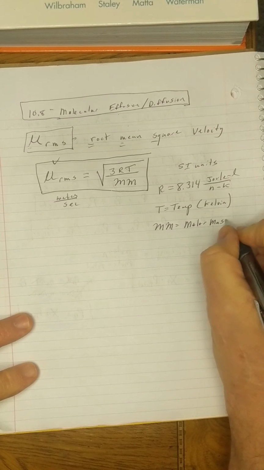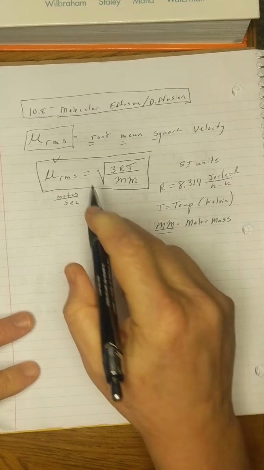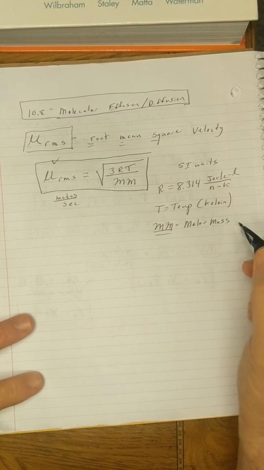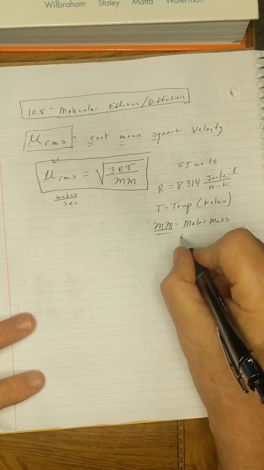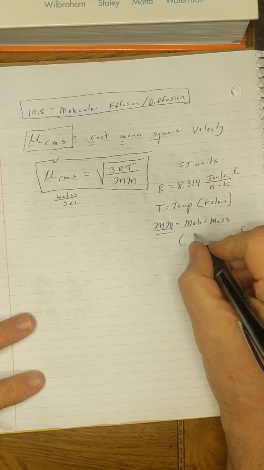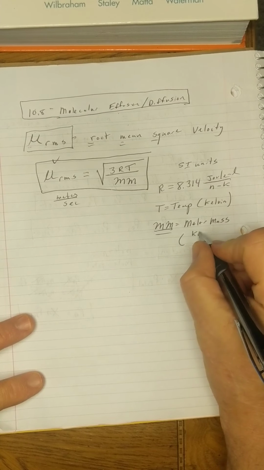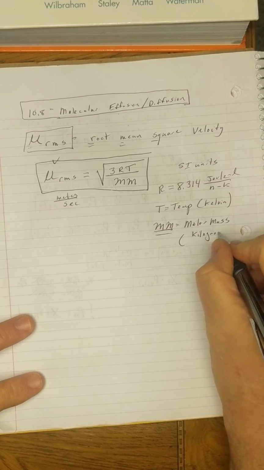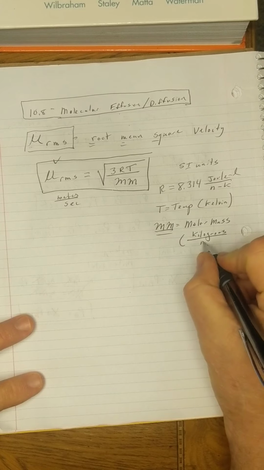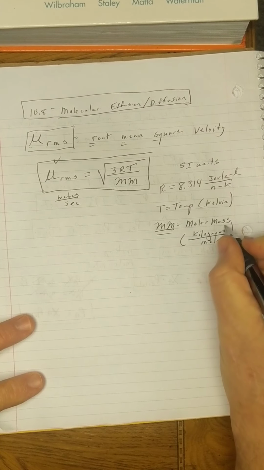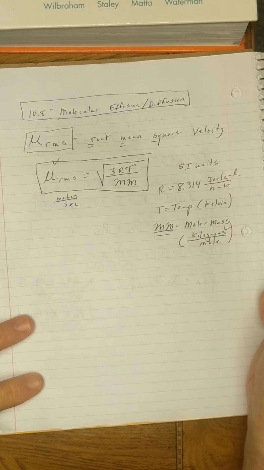And molar mass, the thing that catches most people with molar mass, and you'll use this later if you go into AP physics, is that the unit for molar mass is SI. It's not going to be in grams. The SI unit for mass is going to be kilograms per mole. And that's where most people get stuck on this.